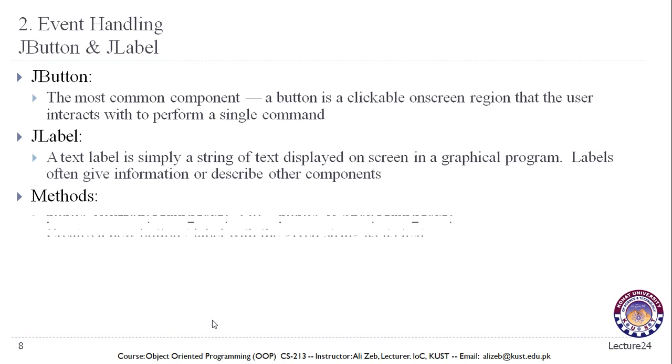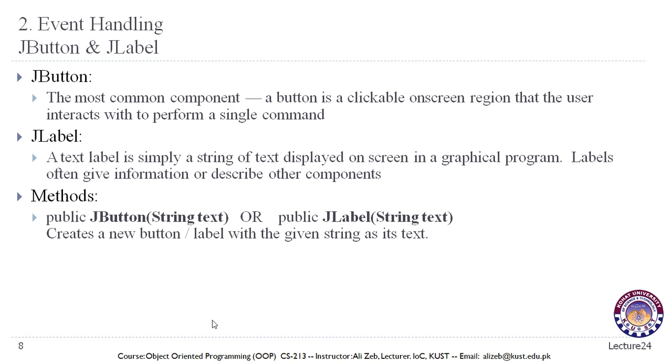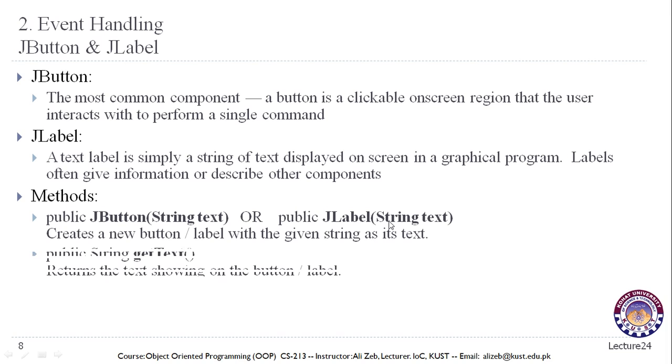We have used some of these methods. For example, we have public JButton, that is the constructor of the JButton class. Whatever text we pass to this constructor will be displayed on top of the button. Or we can have public JLabel, and if we pass any text between these two parentheses, that text will be displayed on top of that label on our form. It creates a new button, or a new label in this case, with the given string as its text.